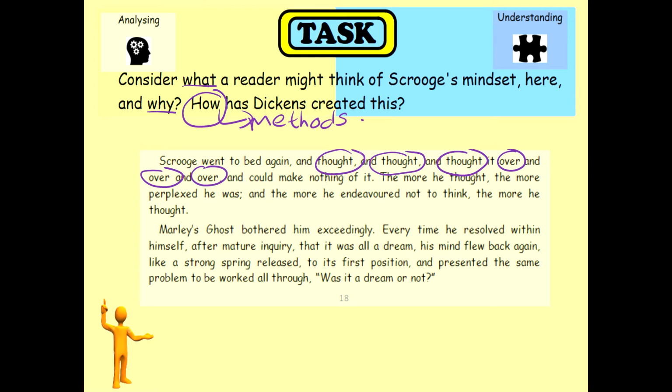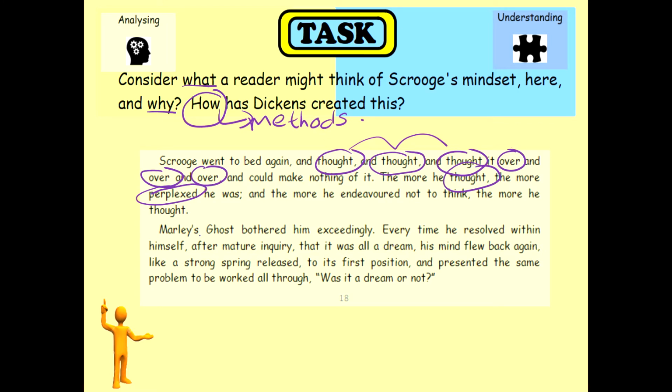Because we've got this repetition here over and over and over, I'm not going to draw a line from down there. "And could make nothing of it, the more he thought, again, the more perplexed he was." So this means confused, puzzled, okay? "And the more he endeavoured not to think, the more he thought." So when you're trying not to think about something, that's all that fills your head. This is what Scrooge is feeling. We've all been there. So here, we're going to be able to identify with this.